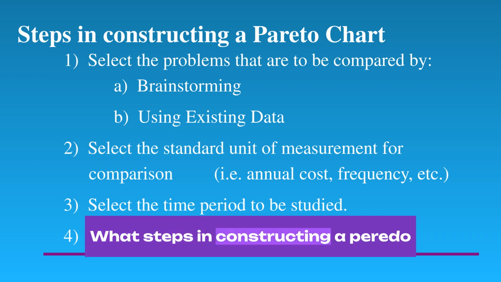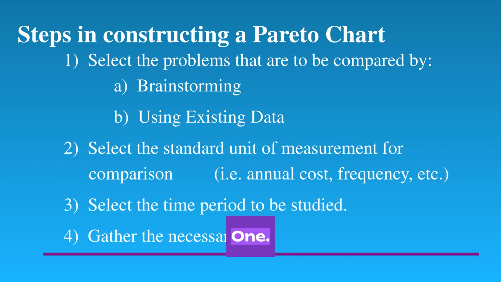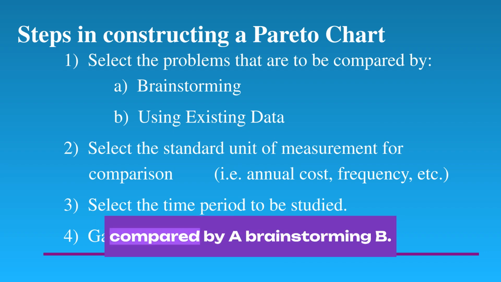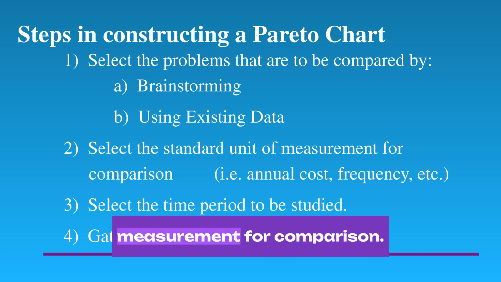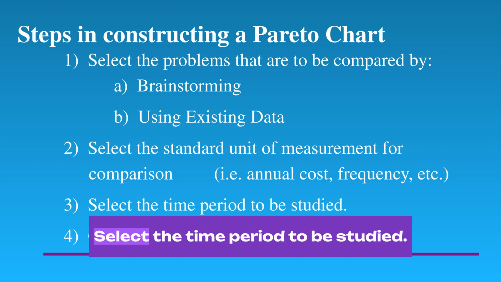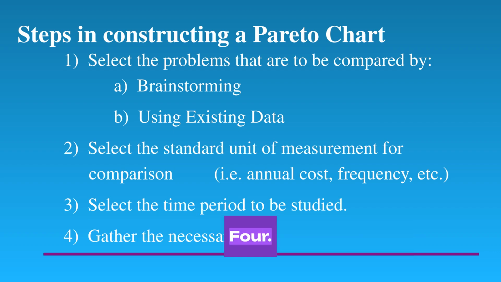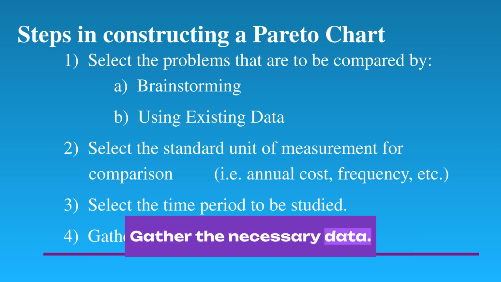What are the steps in constructing a Pareto chart? 1. Select the problems that are to be compared by A. brainstorming, B. using existing data. 2. Select the standard unit of measurement for comparison, i.e., annual cost, frequency, etc. 3. Select the time period to be studied. 4. Gather the necessary data.